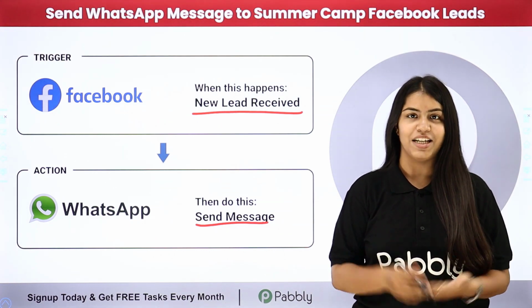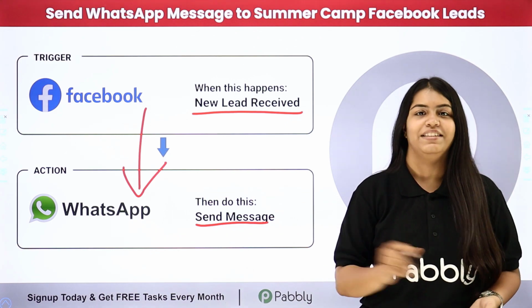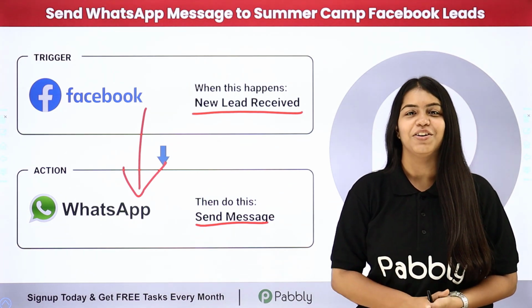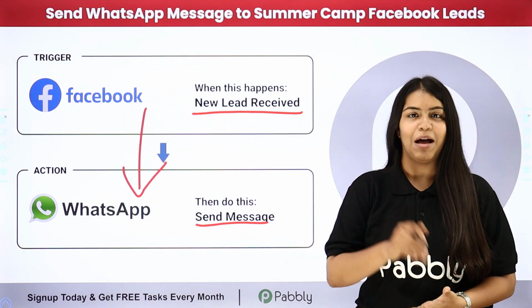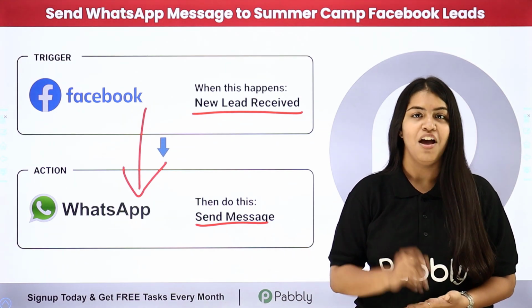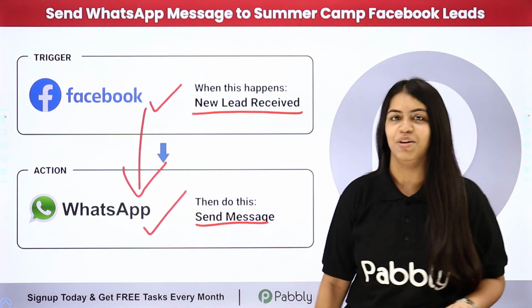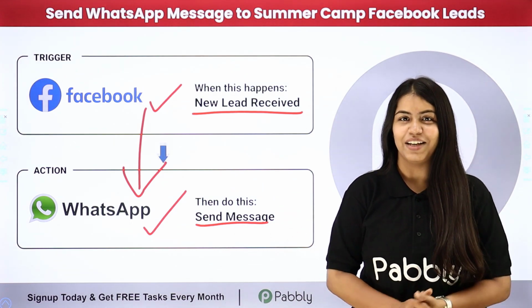For this we are going to create a connection between Facebook lead ads and WhatsApp. To create this connection without knowing any programming or coding language, we are going to use Pabbly Connect. It is an amazing automation software. So in Pabbly, we have the concept of trigger and action. For trigger, we are going to use Facebook lead ads, and for action, we are using WhatsApp. So if you also wish to learn this process step by step, follow me through the screen.